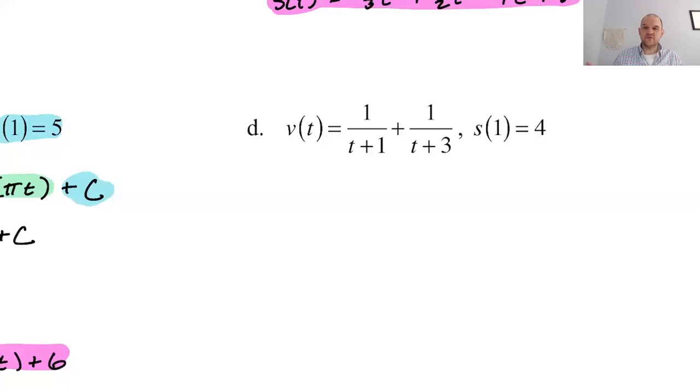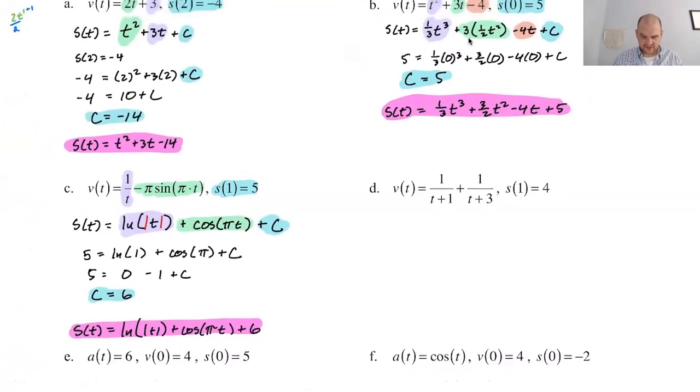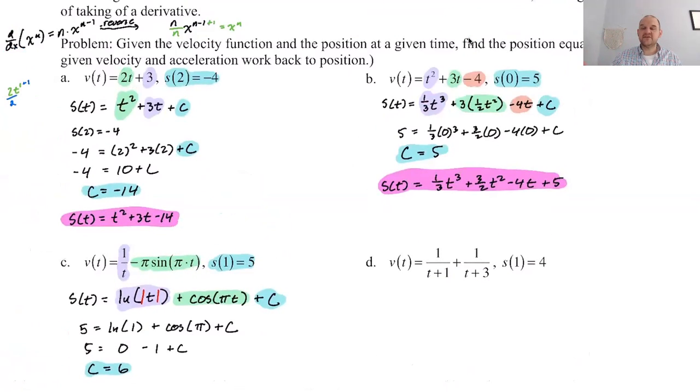All right, we're back. This is Notes 3 of Calc AB. We're on page 5, part D. We already found some position functions from some velocity functions. We talked about how we can reverse the power rule, which is a big deal. You need to be able to do that. Obviously, there's going to be tons of practice on that later. This is just an introduction of the concept.